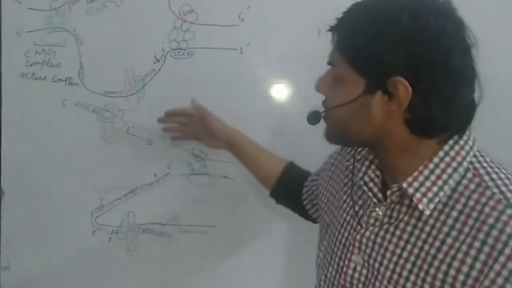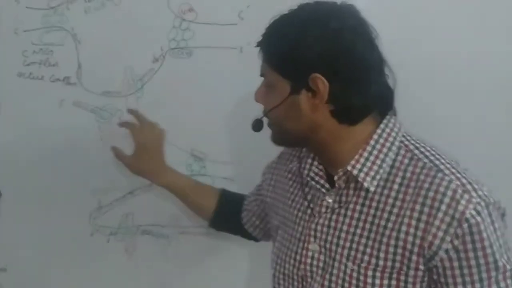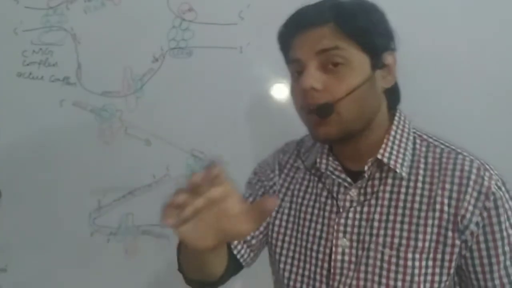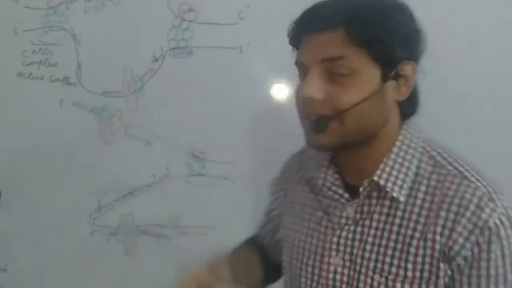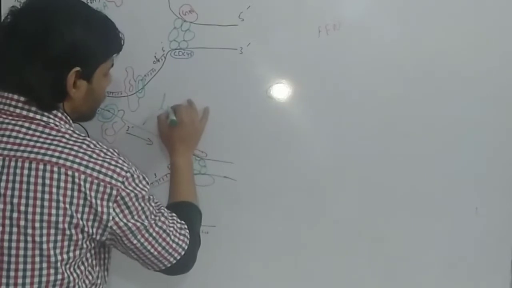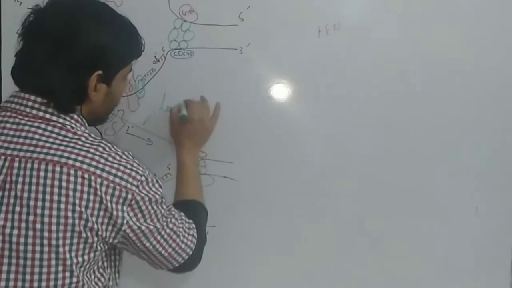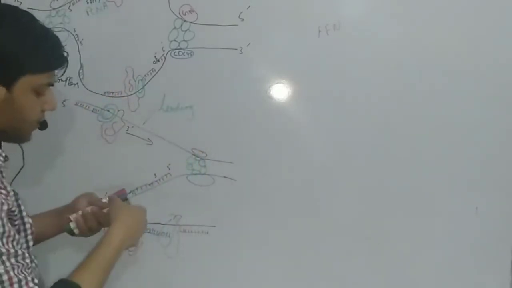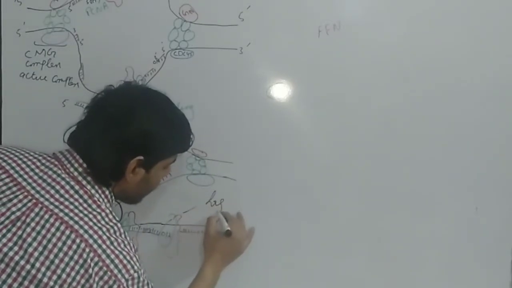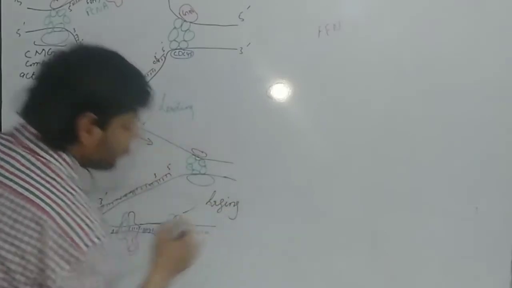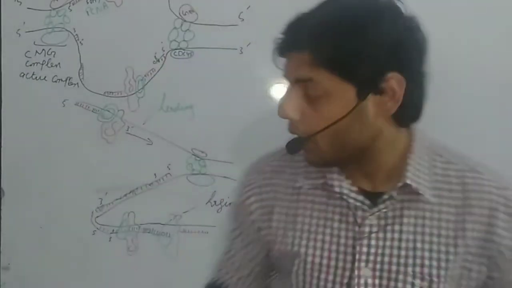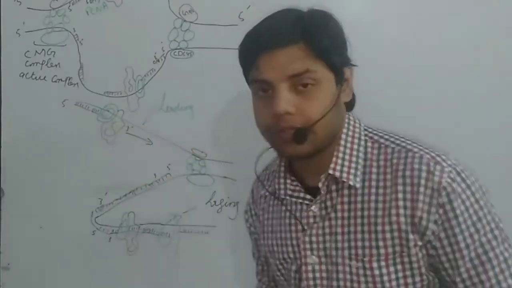Okay, so for the upper strand there is no issue, because the direction is the same, so they can add the nucleotides in a continuous form. That's why this strand is called the leading or continuous strand, while the lower strand is called the lagging or discontinuous strand. Okay, now remember, this process is continuous.